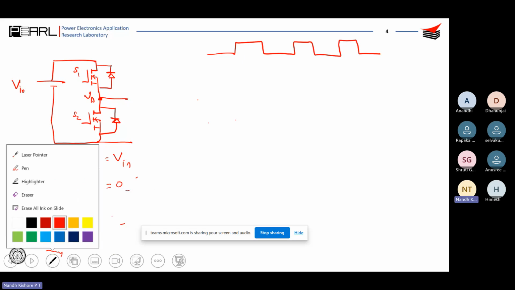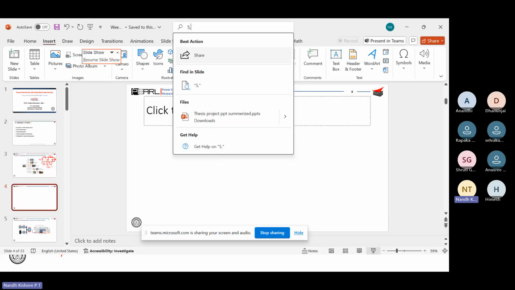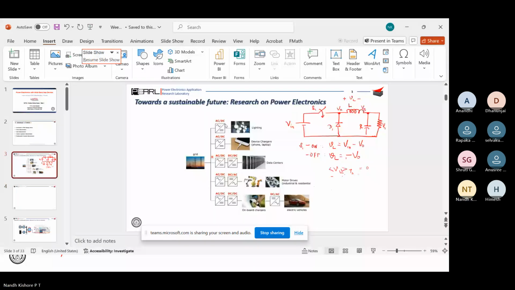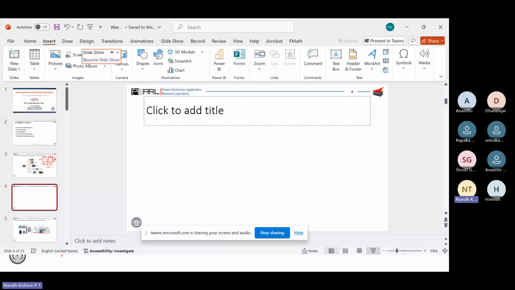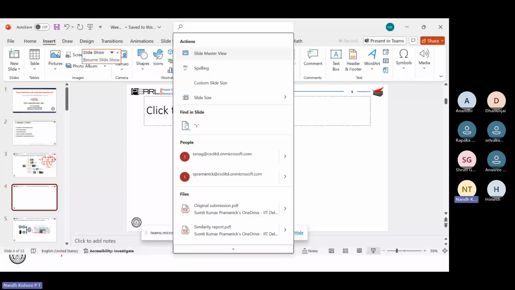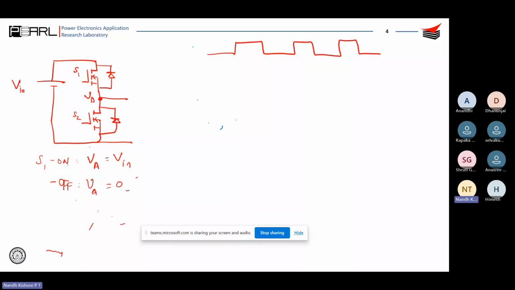Let me take a different color. Yeah. So the gate pulse of S1 varies something like this.